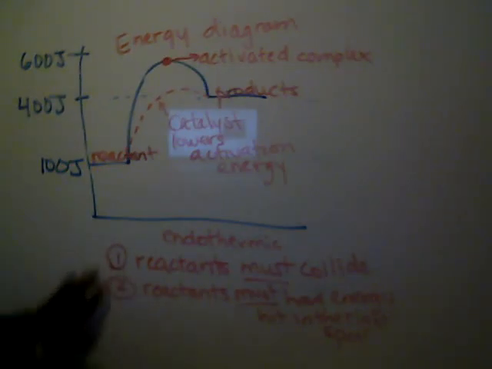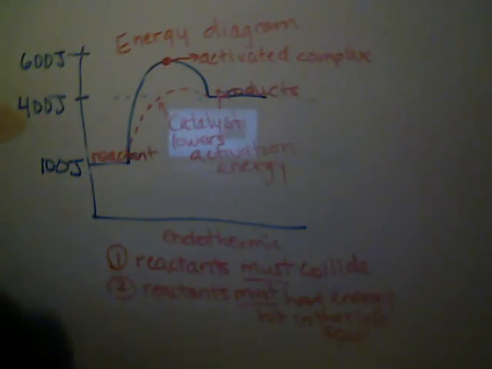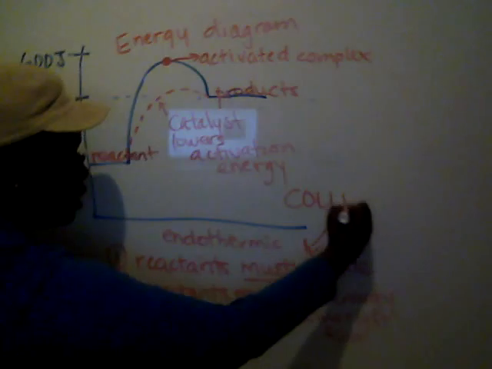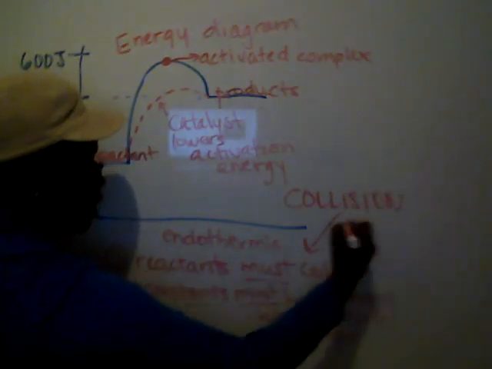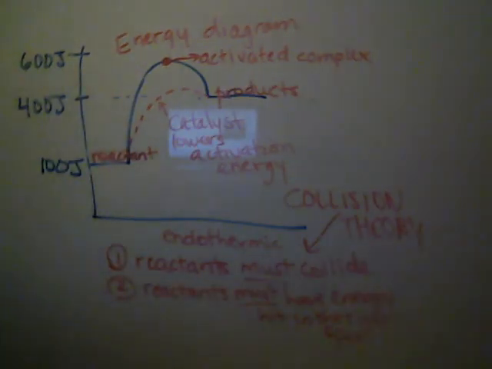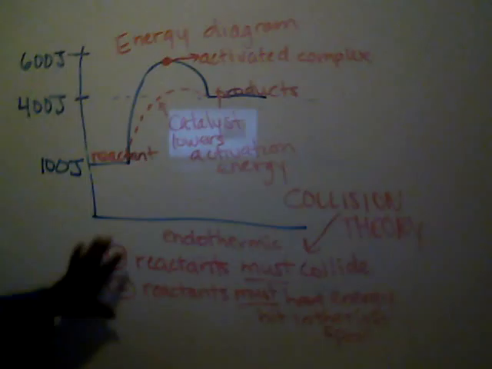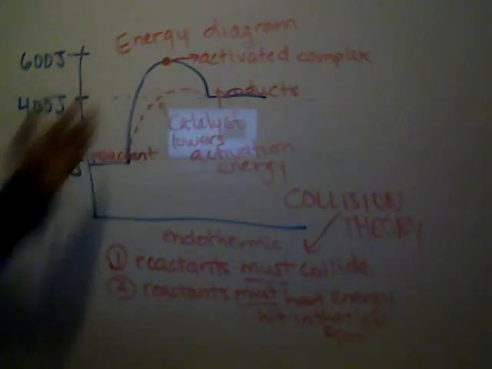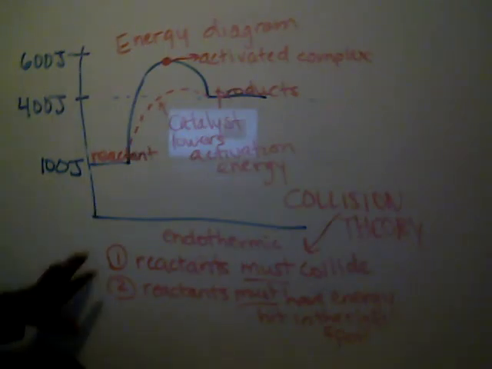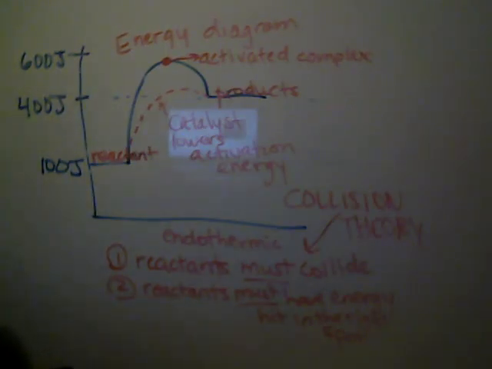And this is what we call the collision theory. The collision theory is just that in order for a reaction to happen, the particles must collide with enough energy and at the right spot. Because that's not something that easily happens, it takes time. For some reactions it takes a lot of time, for other reactions it doesn't take as much. It just depends. But those two things have to happen in order for a reaction to take place.